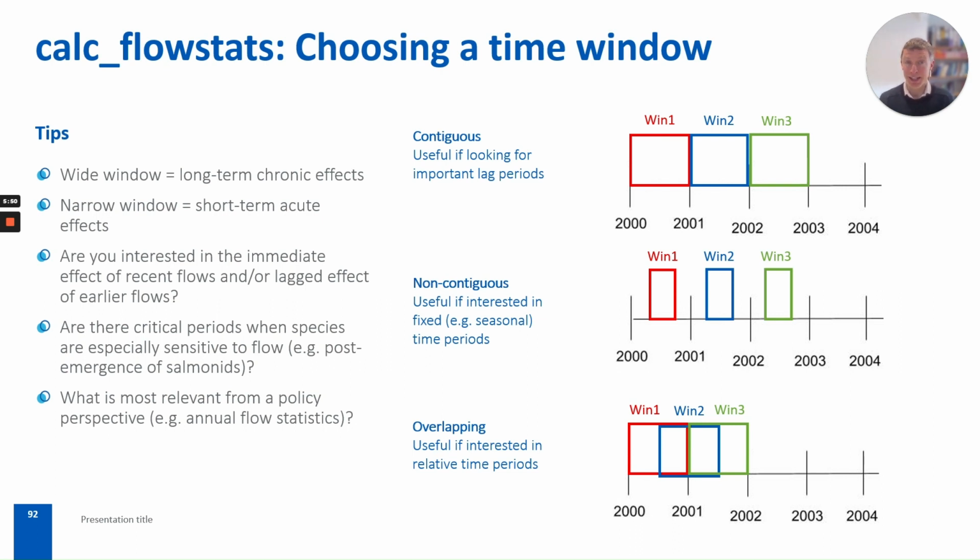There is no right and wrong way of doing this. It's very much horses for courses. So when using the calc flow stats function, it is important to think about the ecological considerations. So what is your biological receptor? How might it respond to flow? And also think about how you might then interpret the results which are based on that data. And the flow statistics or the time windows you choose will be a mix of those different considerations.